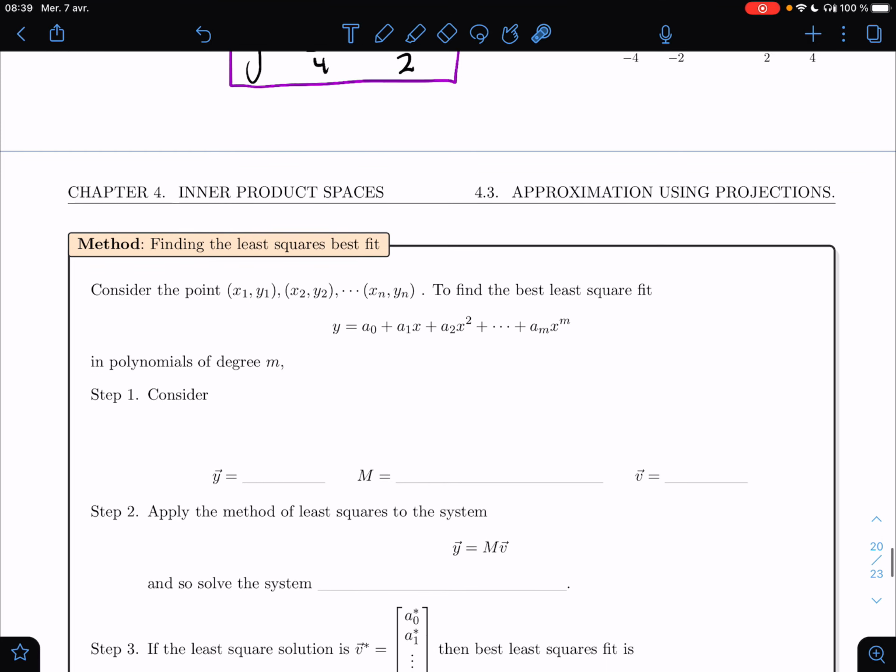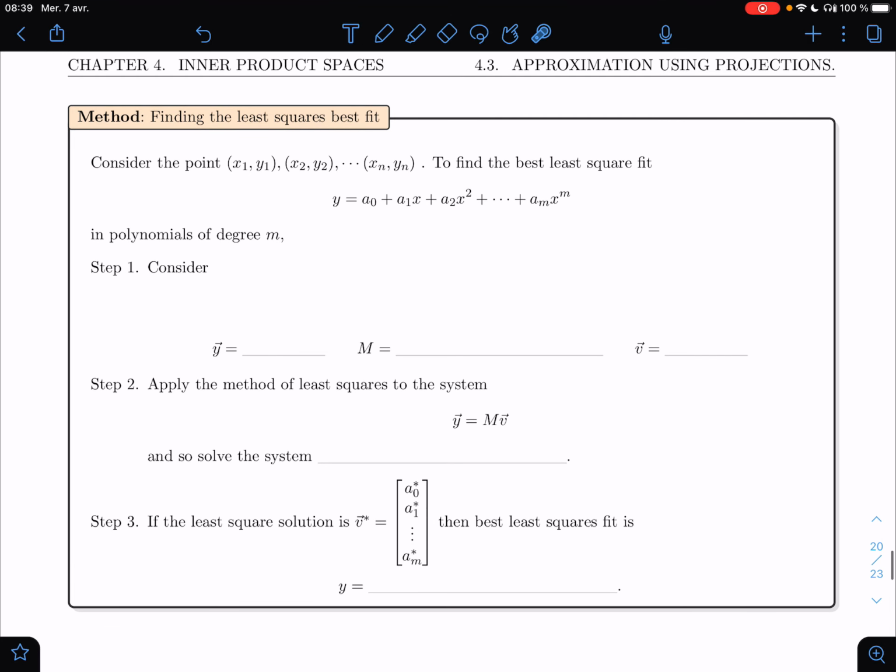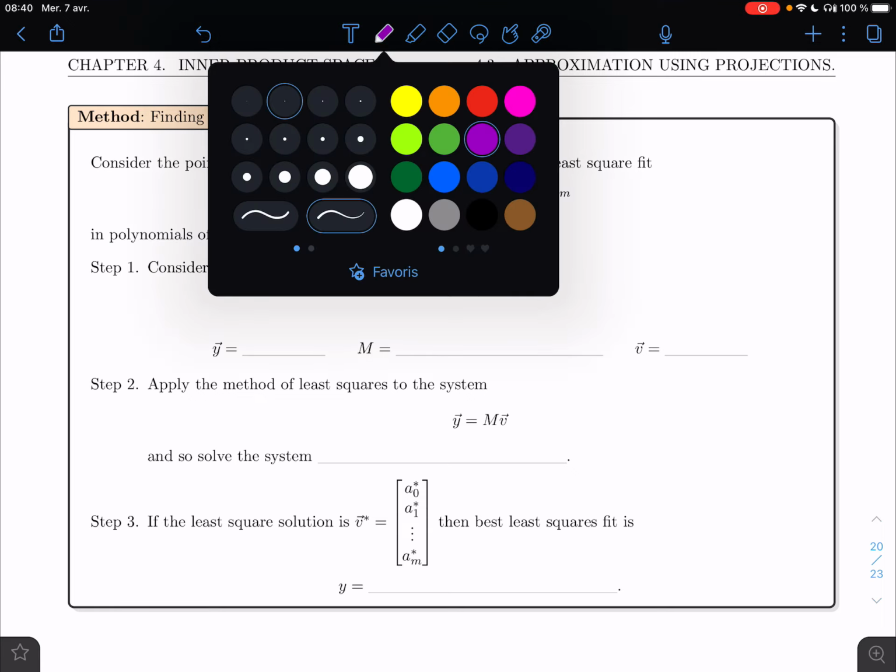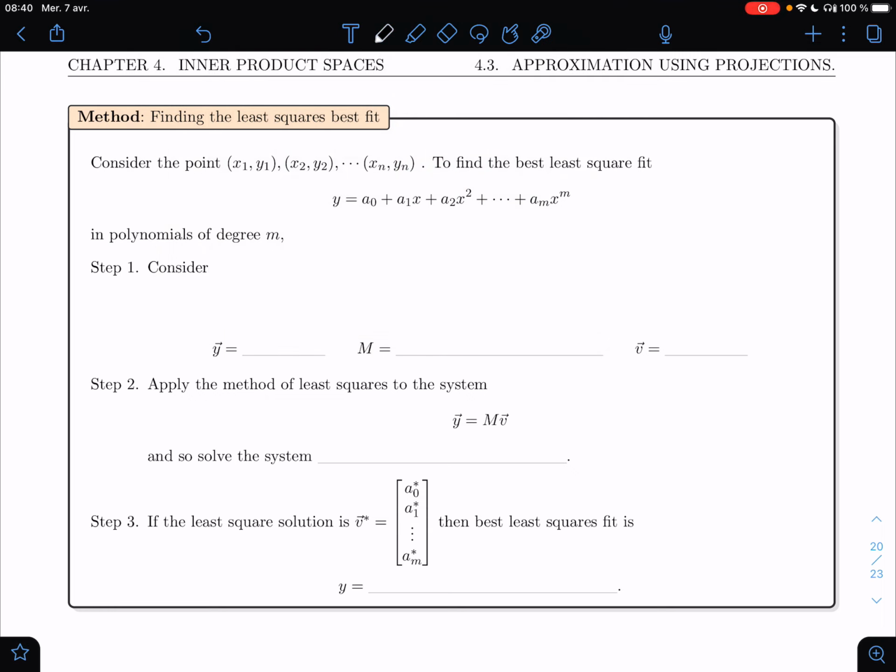Alright, so let's recap this method because you'll have to know how to apply it to any polynomial, but the logic is the same. If I have points (x1, y1) to (xn, yn), to find the best least squares fit in polynomials of degree m, right? So we did degree 1, but you could do any degree depending on what you're trying to model.